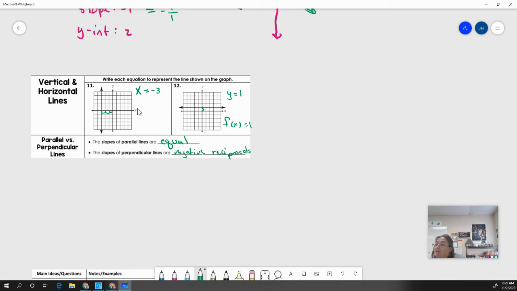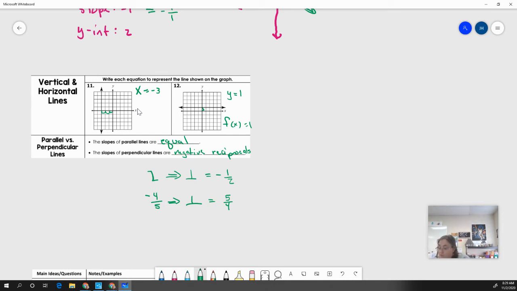Right? So if I have a slope that is, say, 2, the perpendicular slope would be -1/2, right? If I have a slope that is -4/5, its perpendicular slope would be +5/4. Notice we have to change the sign in front and then we flip the fraction, right?